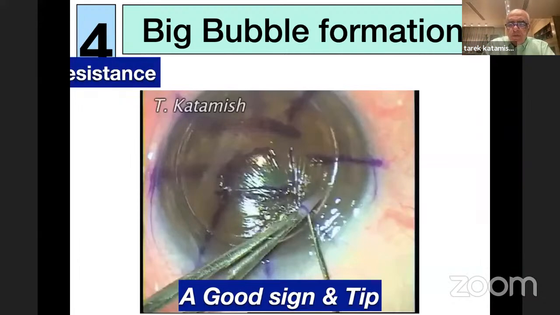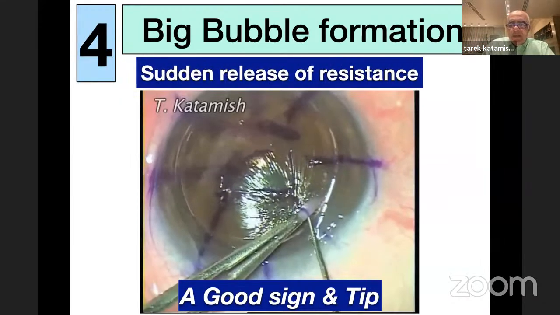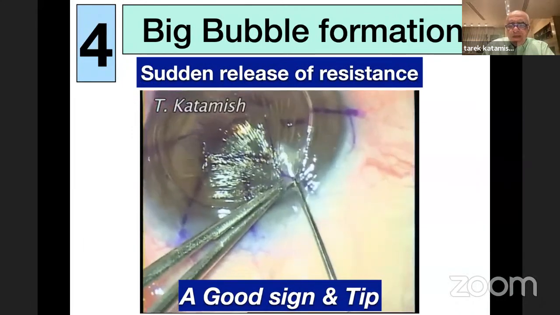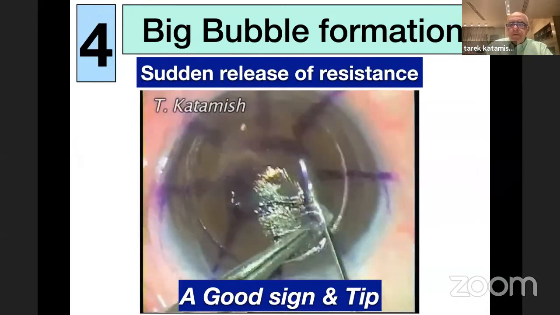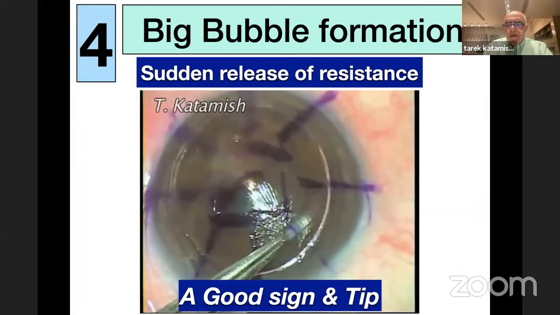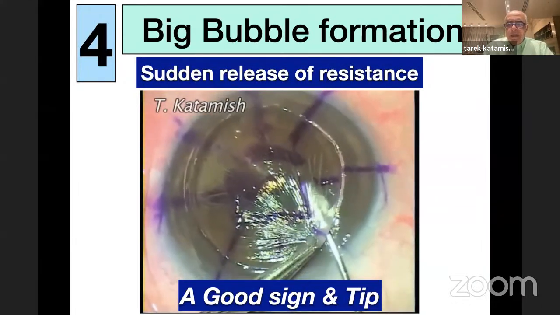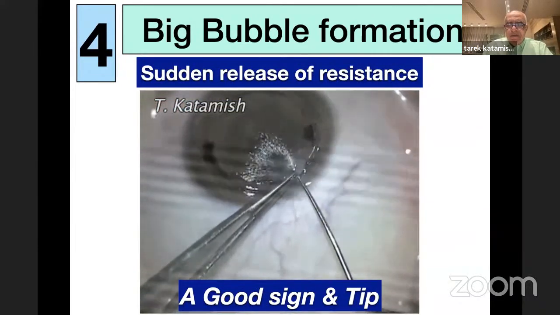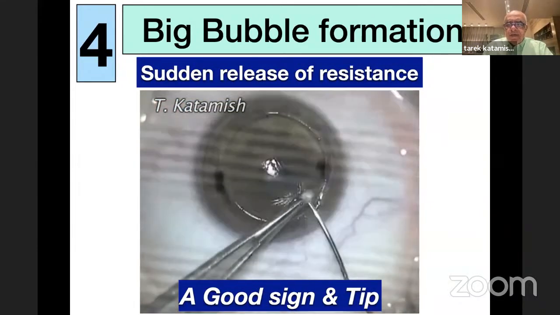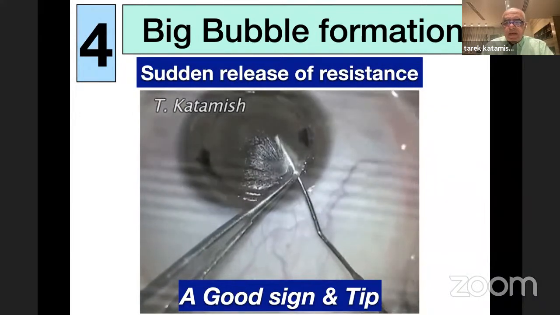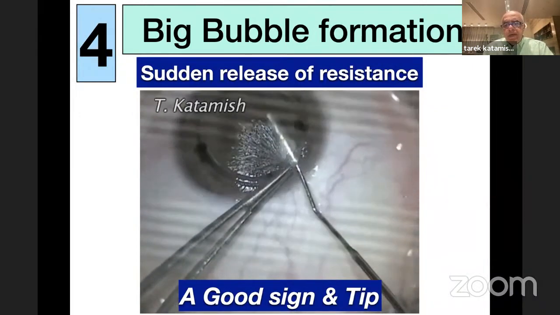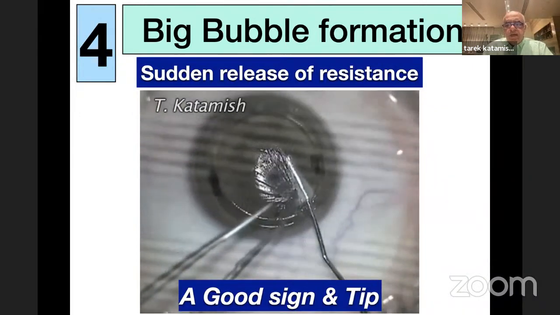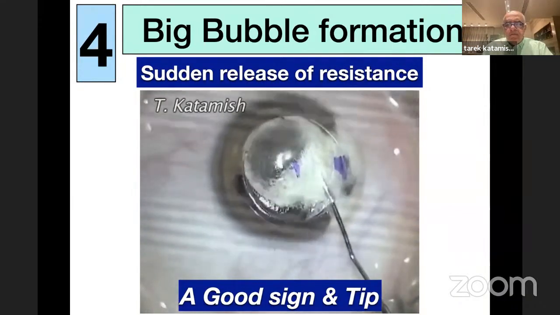Watch this video carefully. You see some resistance, and then suddenly the cannula jumps in front of you. This means that you are in a good deep plane, and when you inject, you will have the bubble immediately. Another example, you see some resistance, and then suddenly it gives way. This is a good sign that you are in the proper plane, and you will be getting the bubble immediately, even without any stromal emphysema, as you see.